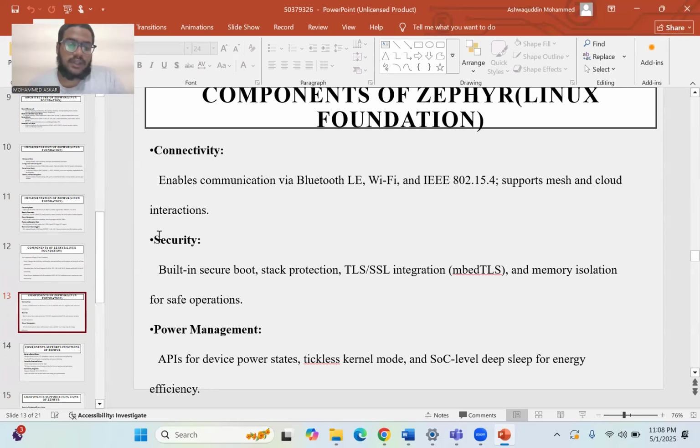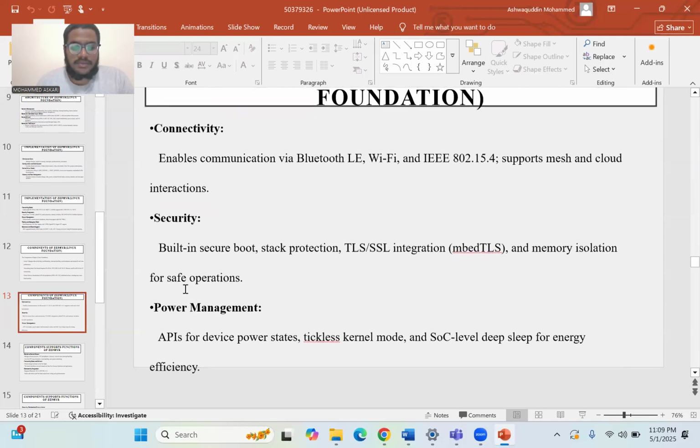Security. This is one of the most important components of the Zephyr Linux Foundation. It has built-in secure boot, stack protection, TLS/SSL integration, and memory isolation for safe operations. Power management includes APIs for device power states, tickless kernel mode, and SoC-level deep sleep for energy efficiency.